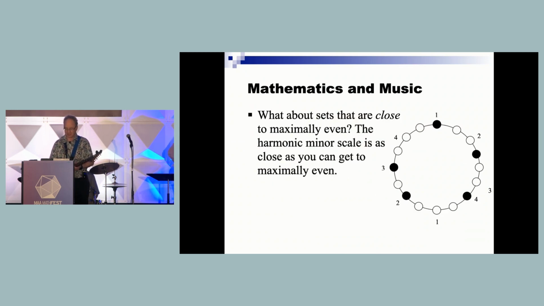Okay, and what about things that are close to maximally even? You have the minor scale, which is the natural minor scale, the same as the major scale, just down a third. That's a fine scale to use, but what's used in Eastern Europe is called the harmonic minor scale, where you change one of the notes, just off by a semitone. It's even more catchy, I think.